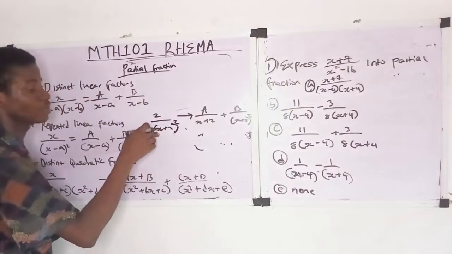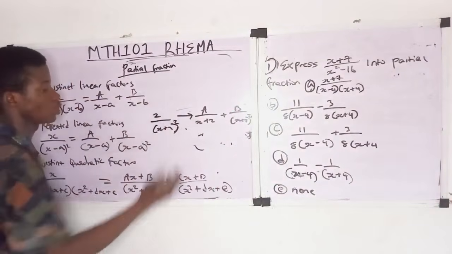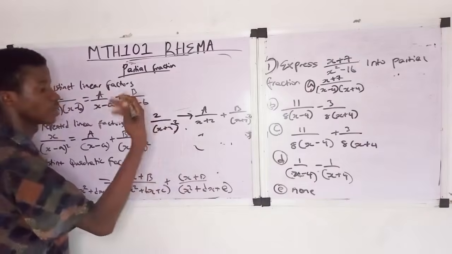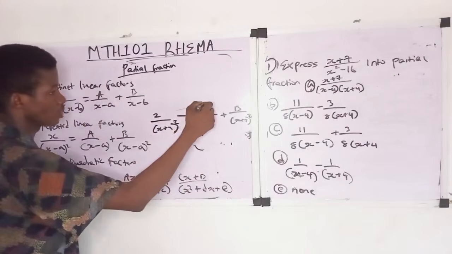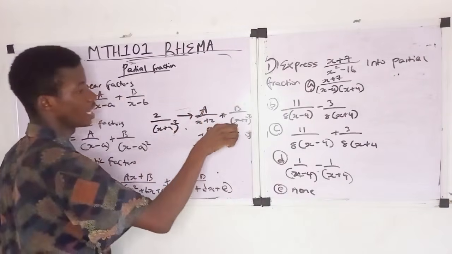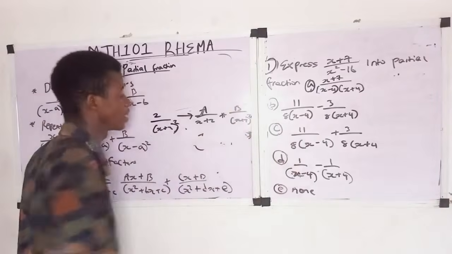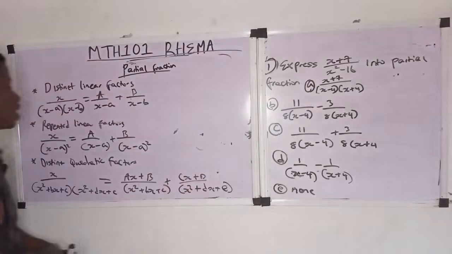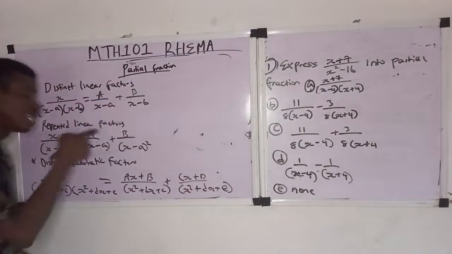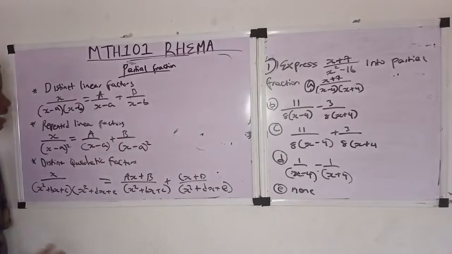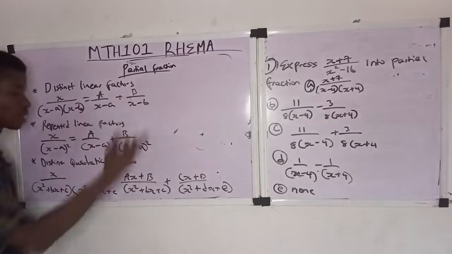Let's say you have a partial fraction like this: 2 divide s plus 2 all square. If you want to decompose this, it will be something like this: a divide s plus 2, plus b divide s plus 2 all square. So that is just it. That is for repeated linear factor. To decompose it will be something like this. For distinct linear factor, to decompose it will be something like this.